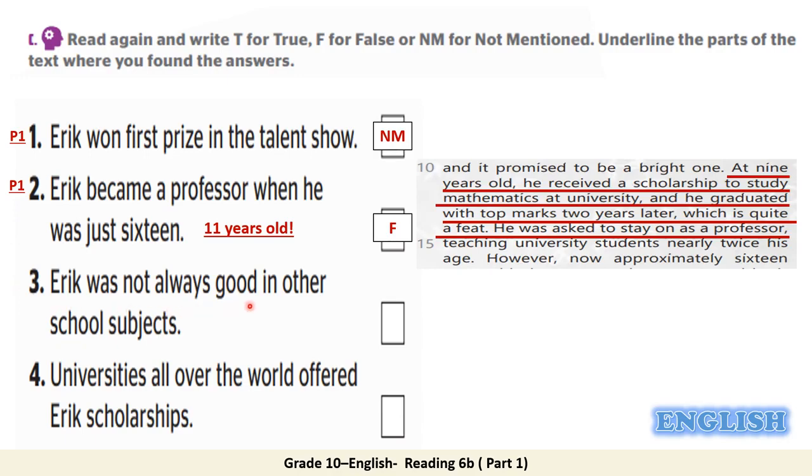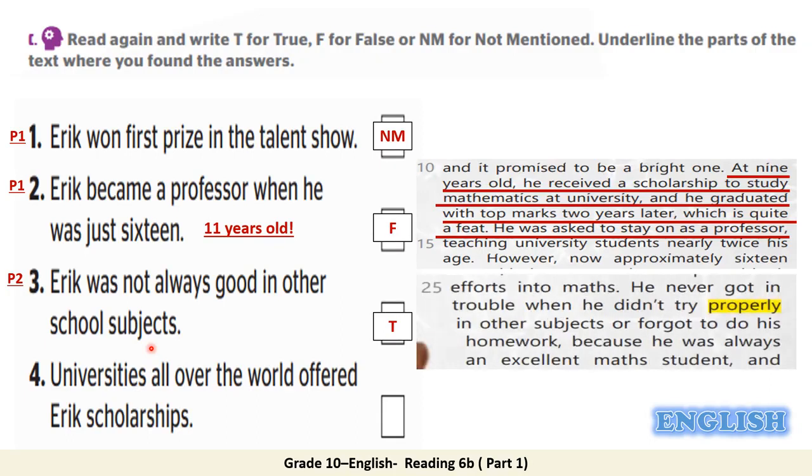Eric was not always good in other school subjects. Pause and try to find your answer in paragraph 2. And the answer is true. Well done, everyone. Now, let's look at the evidence. Here we have, he never got in trouble when he didn't try properly in other subjects. So obviously he didn't do well in other subjects.